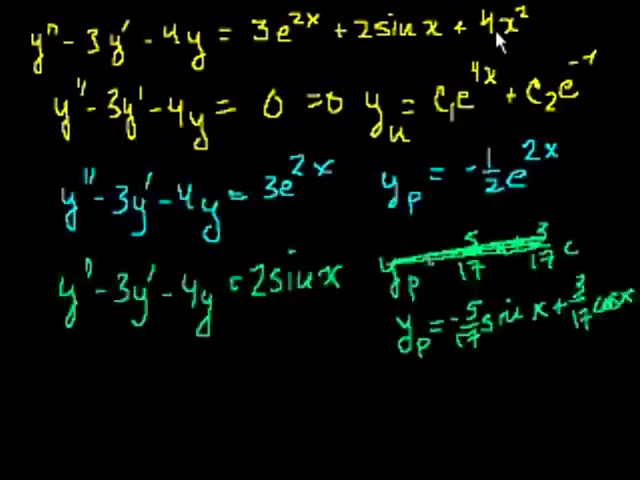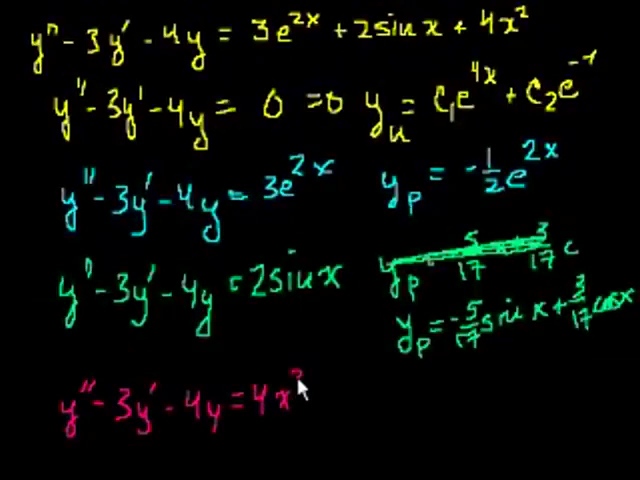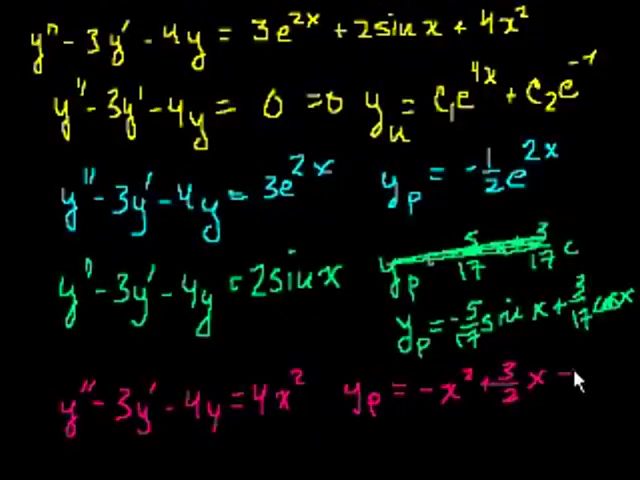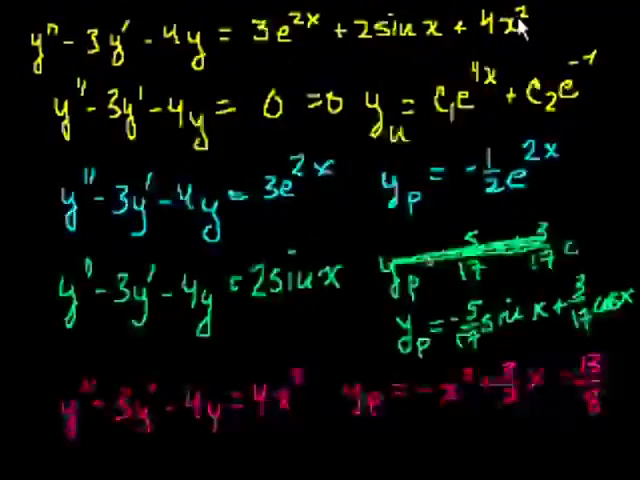And then finally, this last polynomial, we could call it, we know the solution when that was just the right-hand side. That was this equation, and we figured out, in the last video, that the particular solution in this case was minus x squared plus 3/2 x minus 13 over 8. So, we know the particular solution when 0 is on the right-hand side. We know it when just 3e to the 2x is on the right-hand side. We know it just when 2 sine of x is on the right-hand side. And we know it just when 4x squared is on the right-hand side.